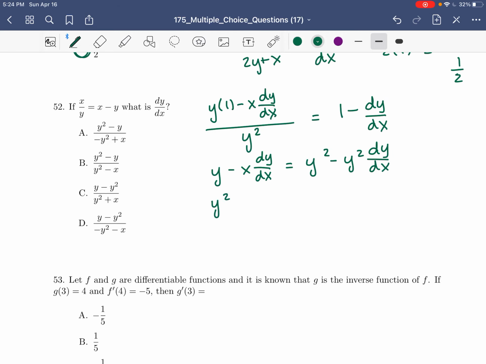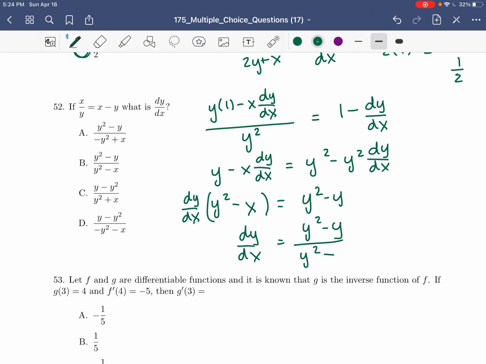Getting all dy/dx's to one side, I have y squared, again, going to factor them out at the same time, minus x equals y squared minus y. And then divide: y squared minus y divided by y squared minus x. So that looks like the answer should be B.